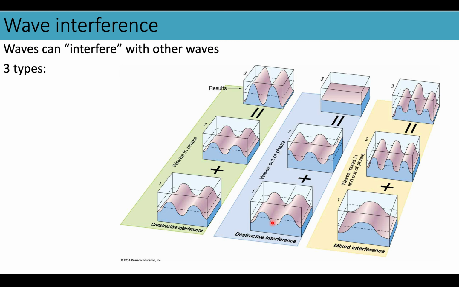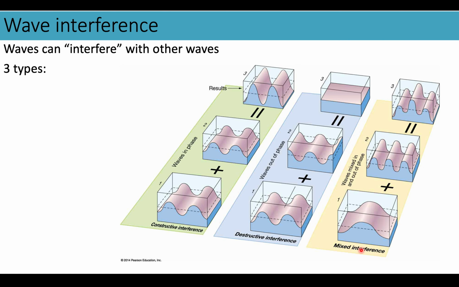Destructive interference is where you have waves that are out of phase. So they interfere with each other, they're out of phase, and they balance each other out, so you end up with nothing. You end up with no wave. It's destructive. It destroys the waves.